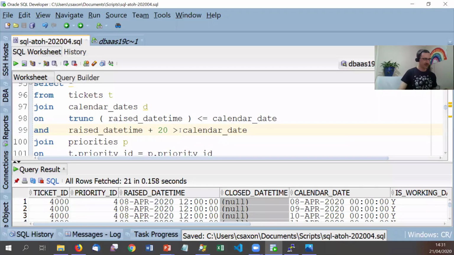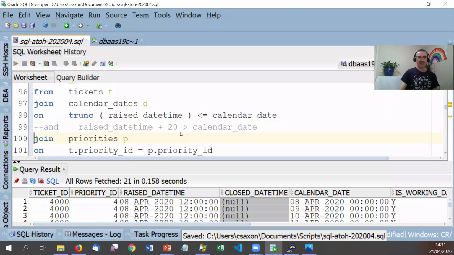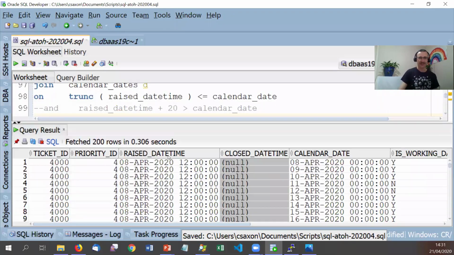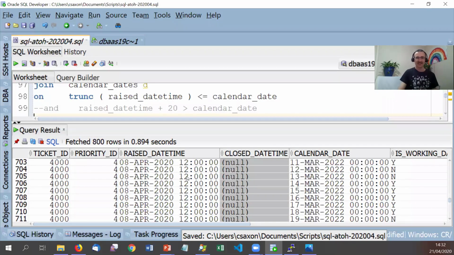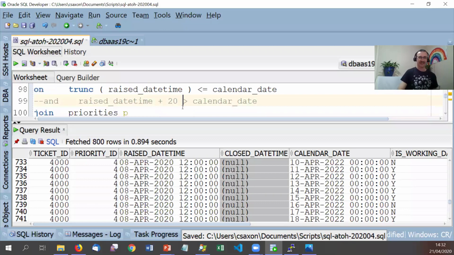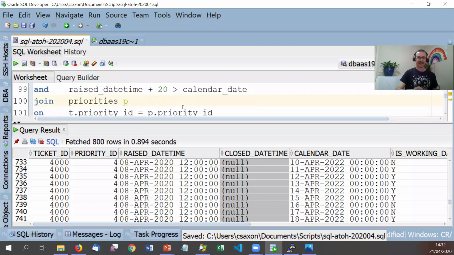Now, I was talking earlier about what happens if you exclude this. If we do that, we can see I've got a whole bunch of extra rows. If we consider all the possible future dates, my dates table has a large number of future dates. If we do not have this condition here, we're considering way more dates than we strictly need to. We don't know exactly when it's going to breach, but we know it's definitely not going to be 6 months from now, right?